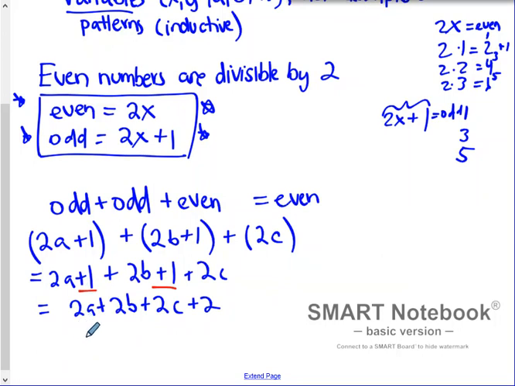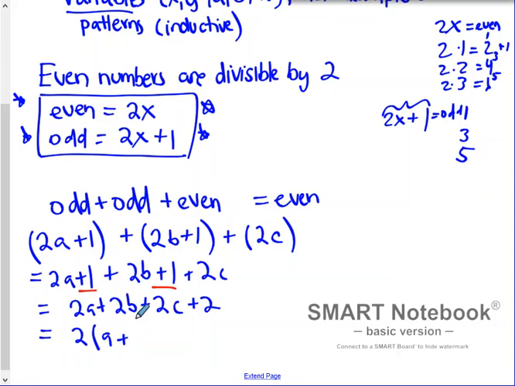What I get next. Now, I want to be able to write this as an even number. I want to prove that I get an even number every time. And an even number is just 2 times anything, right? So if I take a look here, I can take a factor of 2 out of each of these terms. There's a greatest common factor here of 2. So I can take a 2 out of 2a, and I just get an a.